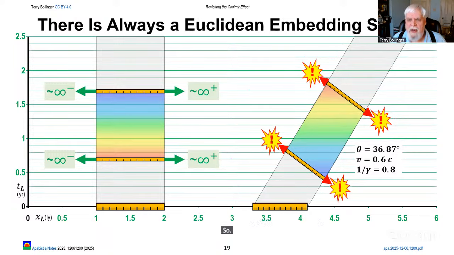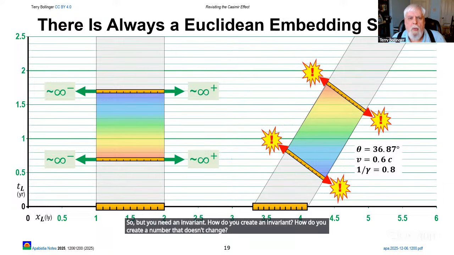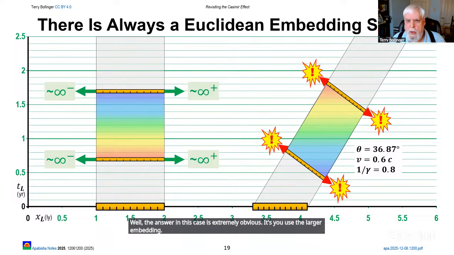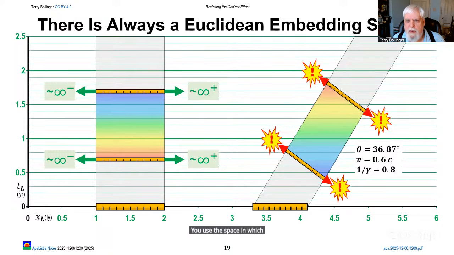But the more important point, and this gets back to, again, I loved Leonard Susskind's talk about invariance. So, but you need an invariant. How do you create an invariant? How do you create a number that doesn't change? Well, the answer in this case is extremely obvious. You use the larger embedding. You use the space in which the object is moving.